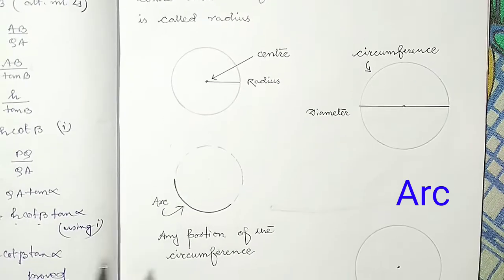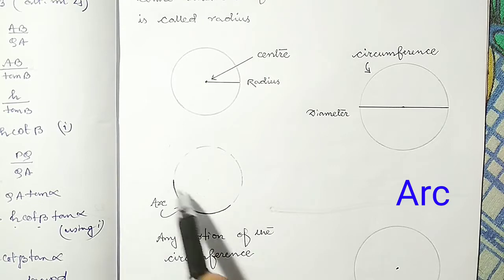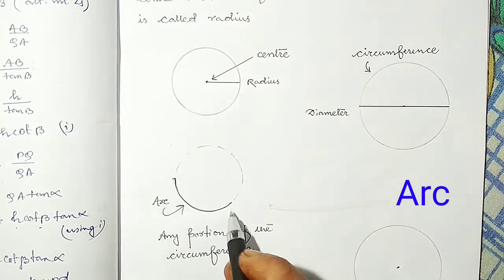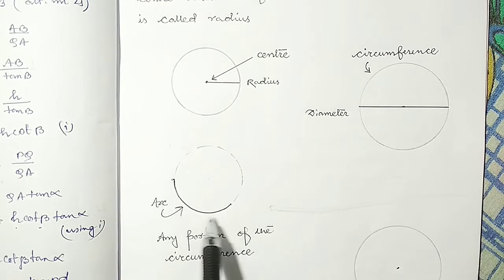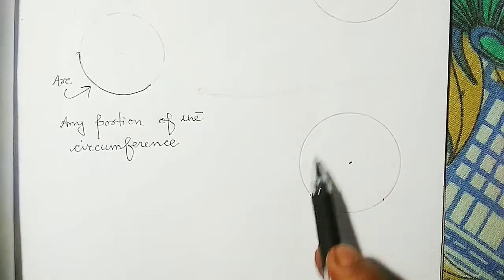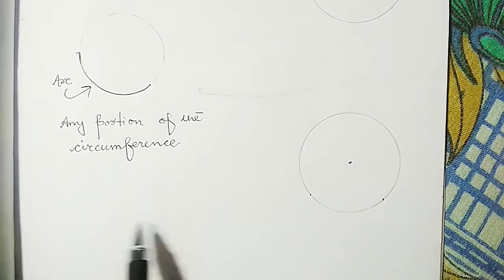Now suppose this is a circle, and if I take any portion of the circumference from this point up to this point, then this portion of the circle is called an arc. That means any portion of the circumference is termed an arc. Suppose this is a circle, this is the center. Now what is the area of this circle?